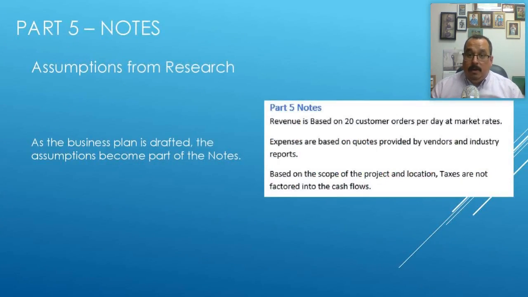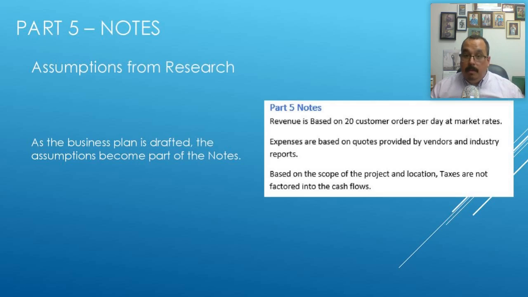At the end of the day, you fire off that cash flow statement to me, and you add that little section that says notes. And this is what it needs to say. Revenues based on 20 customers, 20 customer orders per day at market rates. And if I want to know what market rates is, I can jump back into the business plan and find it because it's there. You could include it. It's up to you. Expenses are based on quotes provided by vendors and industry reports.